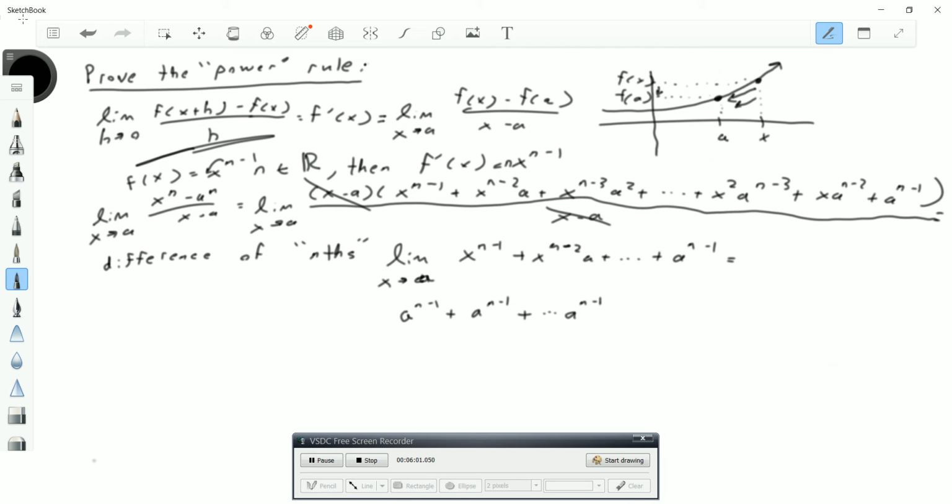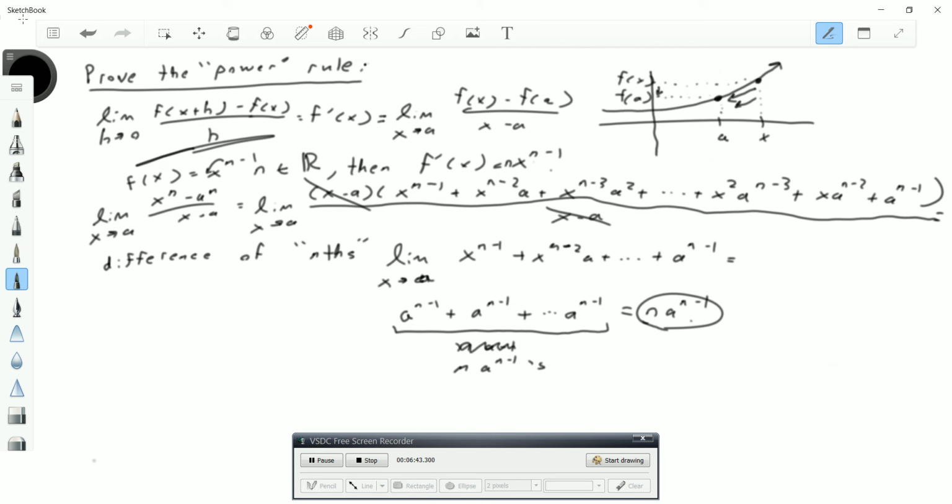So what we have here is n a to the n minus 1s. So we have n of them, so we have n a to the n minus 1. And now look at that, and look at that. Of course, we're using x and we're using a here, but it doesn't really matter what variable you use. You can use any variable you'd like. So that's kind of a neat proof.